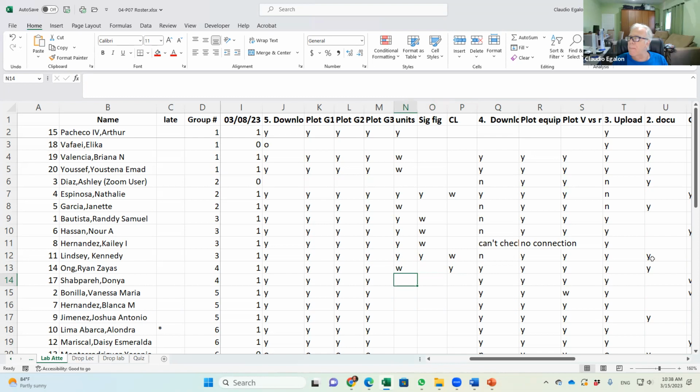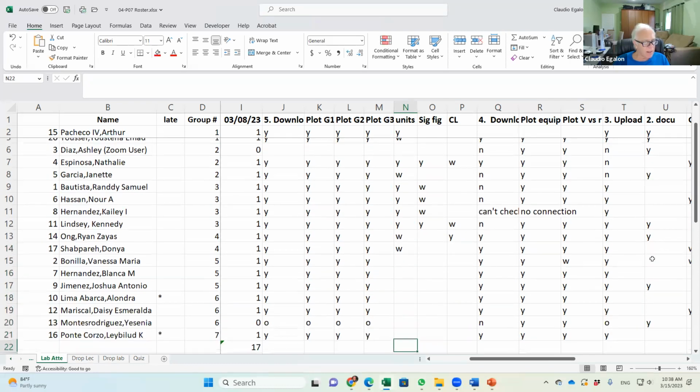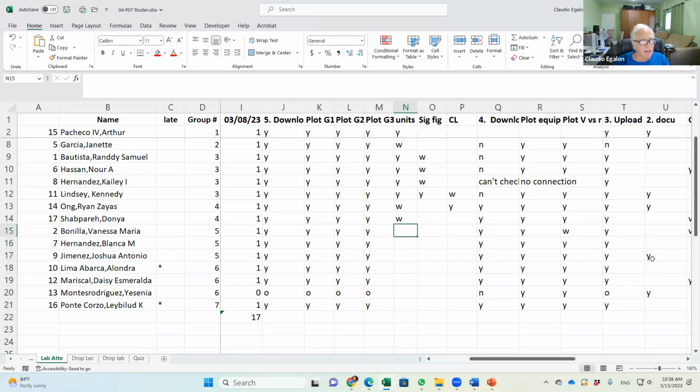Next is Donia. I'm still working on it, in the units. I put here, you're working on the units. And Vanessa, how are you doing there, Vanessa? I did the unit and sig figs, but work on the CL. Thank you.